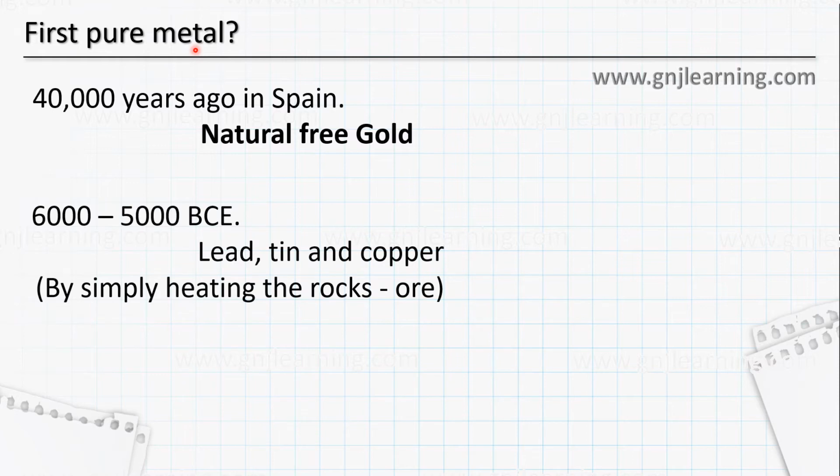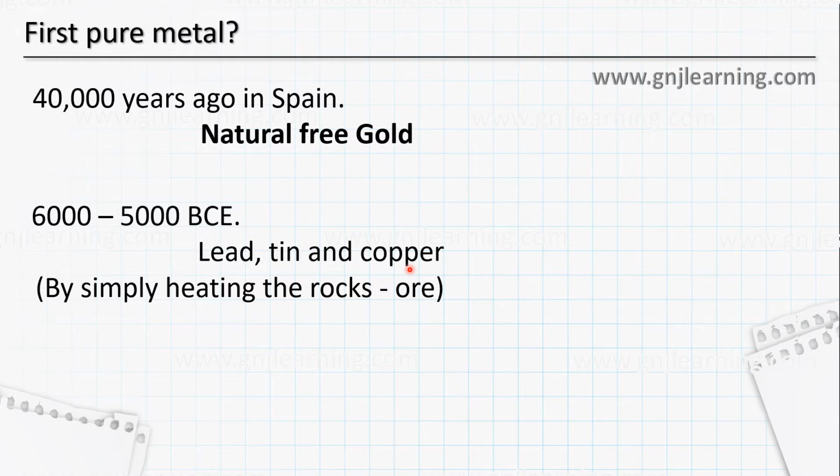And later, somewhere around 6500 BCE, meaning before the calendar or common era. So the current year is 2020, and if you look back 2000 plus 5000, some 7000 and 8000, between the years of 8000 and 7000 years ago, there is evidence that humans were able to extract lead, tin and copper.